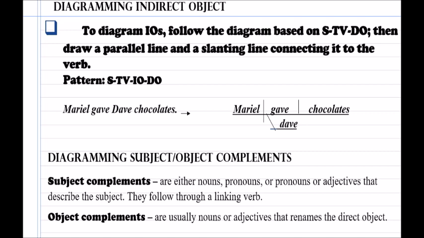Remember, subject complements are either nouns, pronouns, or adjectives that describe the subject. They follow a linking verb. Remember the pattern S, LV, SC. And object complements are usually nouns or adjectives that rename a direct object. The pattern would be S, TV, DO, OC.